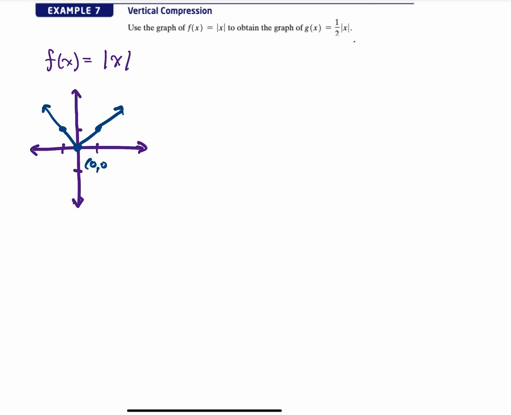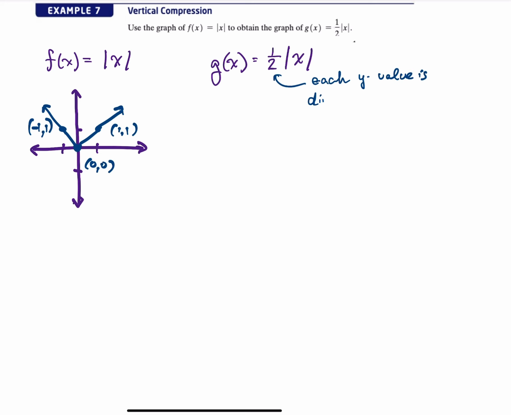Let's take a couple points here. So now we got 0, 0, 1, 1, and negative 1, 1. Sometimes my pen gets more goopy for some reason. Kind of strange. Okay. So what are we graphing? g of x is 1/2 times the absolute value of x. So we're still going to multiply all of the output values by 1/2, or we can view that as a division. We'd say each y value is, in this case, divided by 2.